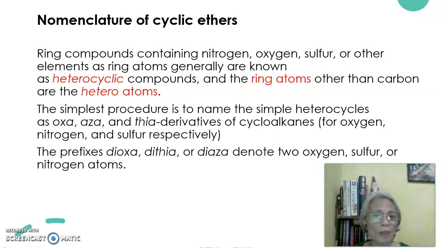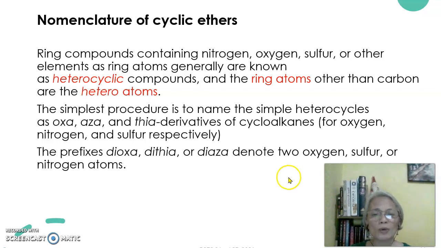Now, how do we name cyclic ethers? Ring compounds containing nitrogen, oxygen, sulfur, or other elements as ring atoms generally are known as heterocyclic compounds. And the ring atoms other than carbon are the heteroatoms. So, in any cyclic groups, carbon can be replaced by other atoms, but specifically nitrogen, oxygen, and sulfur.